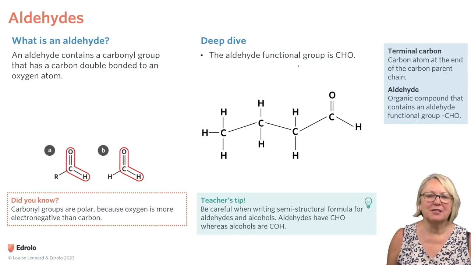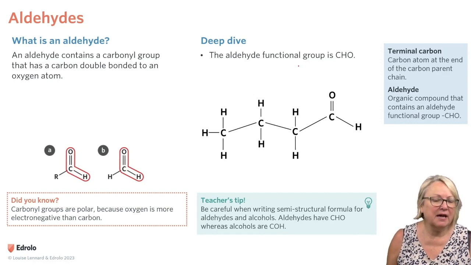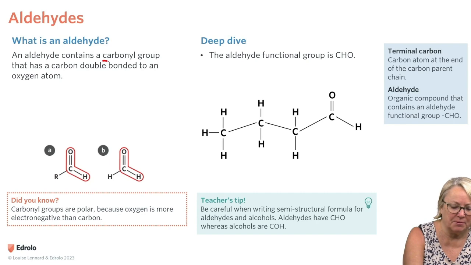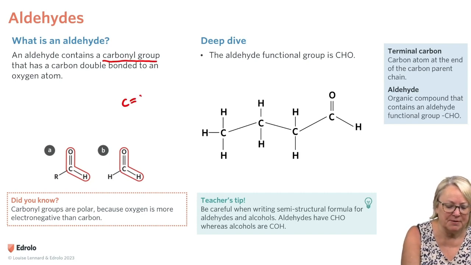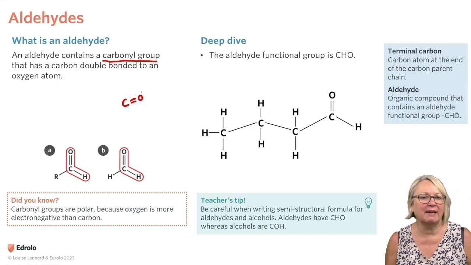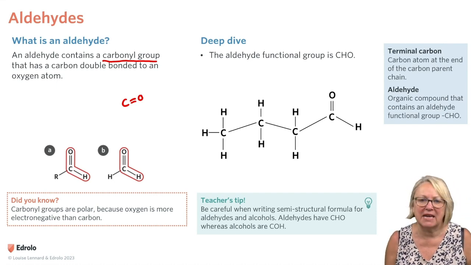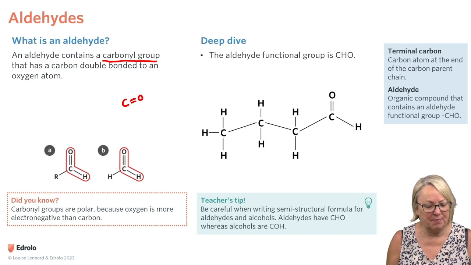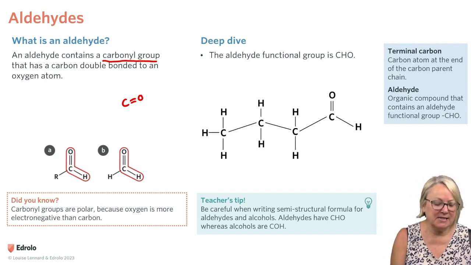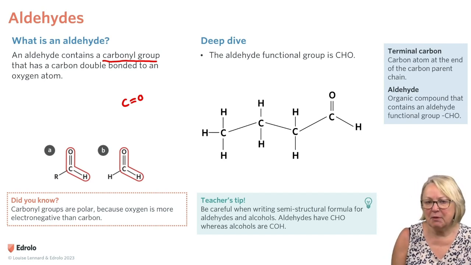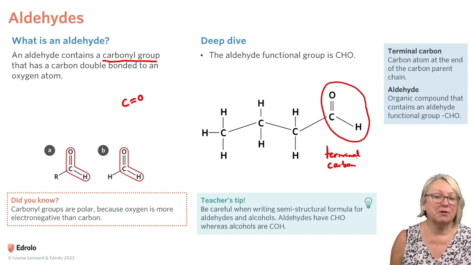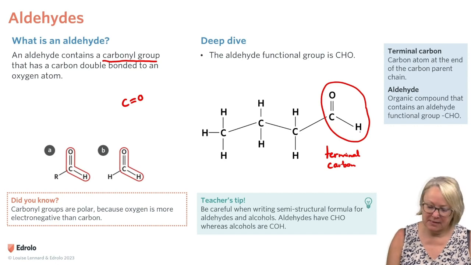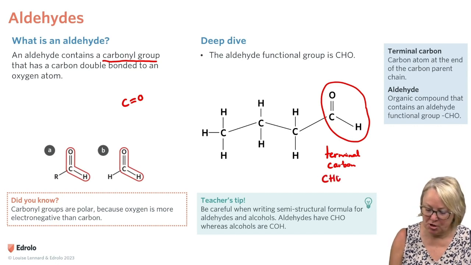Okay, next we're going to look at aldehydes. An aldehyde contains a carbonyl group, and a carbonyl group is a carbon double bonded to an oxygen. Carbonyl groups appear in many types of organic compounds. So an aldehyde contains a carbonyl group, but the carbonyl group is on a terminal carbon. So in this case, the group is what we call CHO.